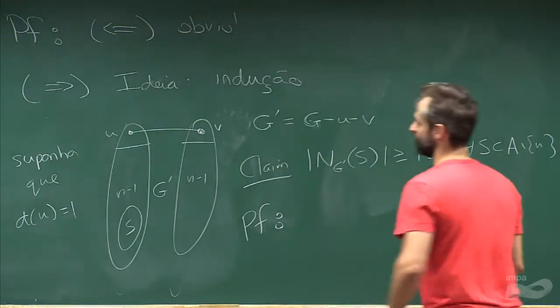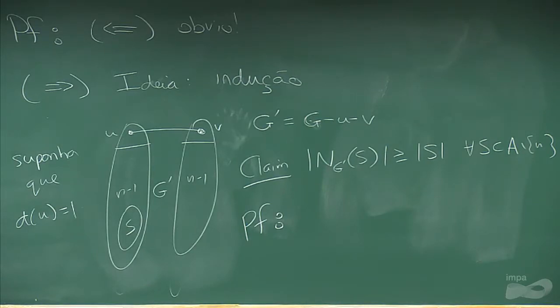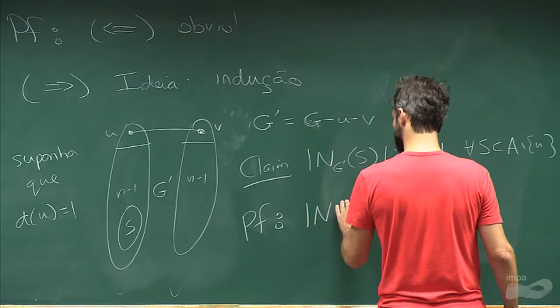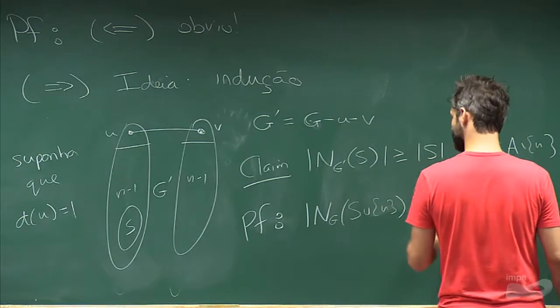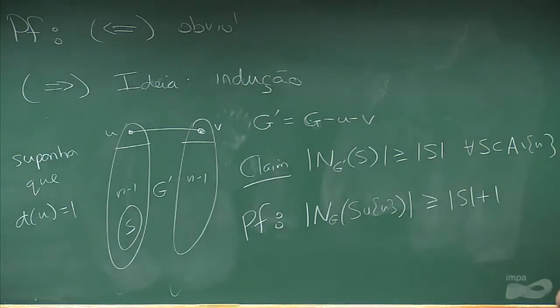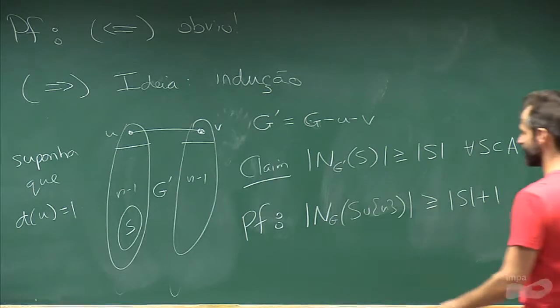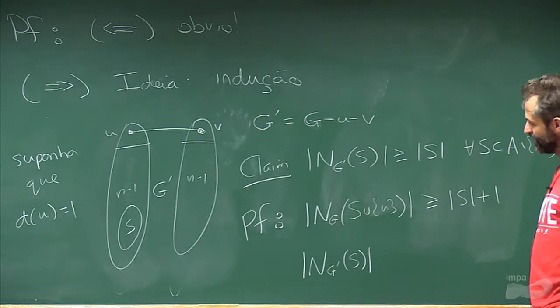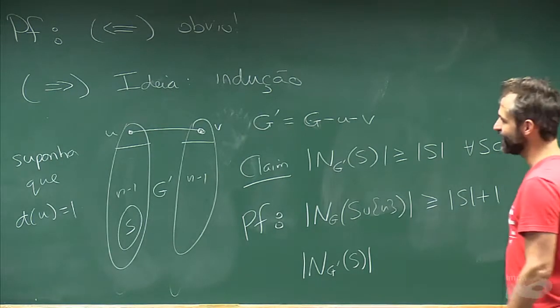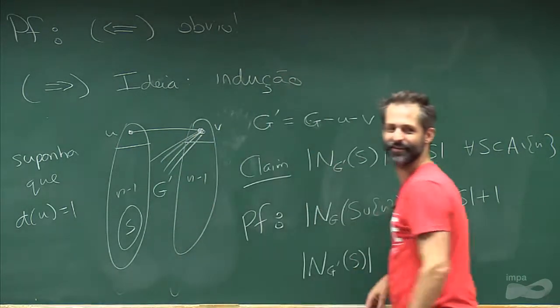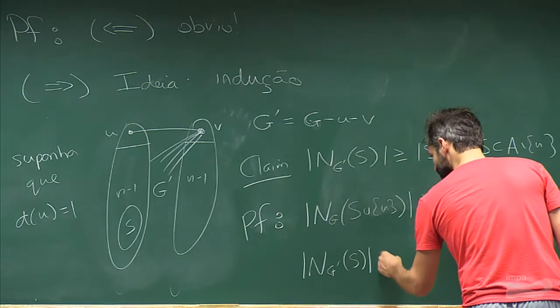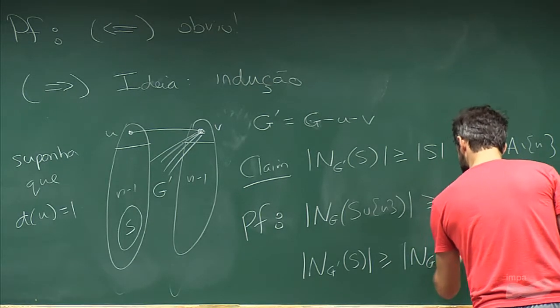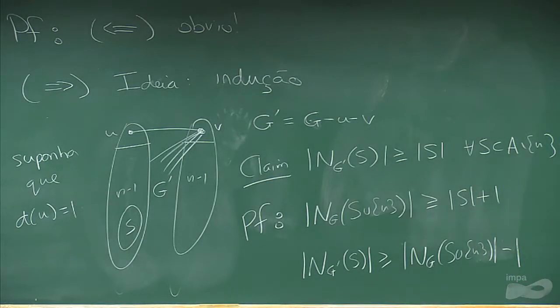Proof. If you pick any S and then unite it with the vertex U, we know that it must satisfy the Hall condition. So the neighborhood in G of S union U is at least size of S plus 1, by Hall, by assumption. And the neighborhood in G prime of S, how does that relate to this? Yeah, this guy doesn't necessarily have degree 1, right? This could be connected to everybody. But it's at least this thing minus 1, because you've only lost V. So this thing is at least S.